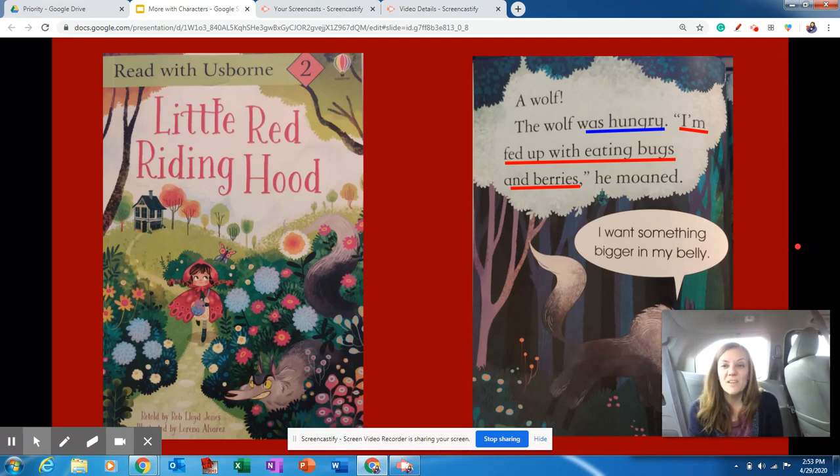"I'm fed up with eating bugs and berries," he moaned. What is that red underline section? "I'm fed up with eating bugs and berries," he moaned.